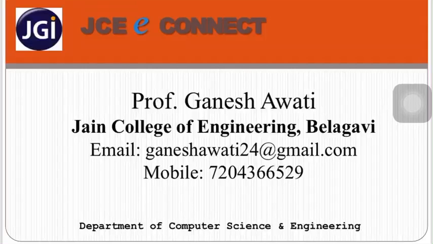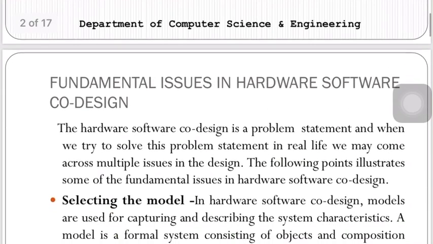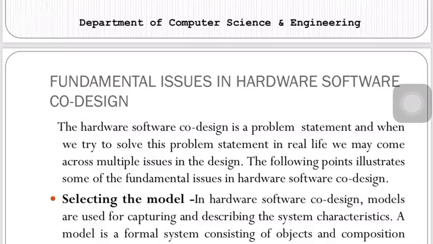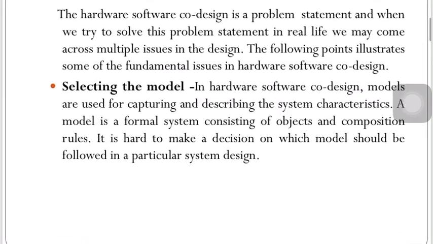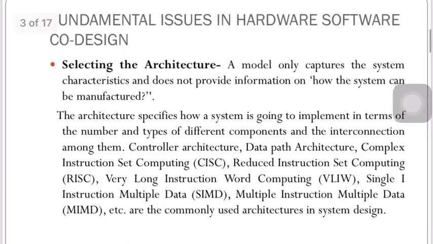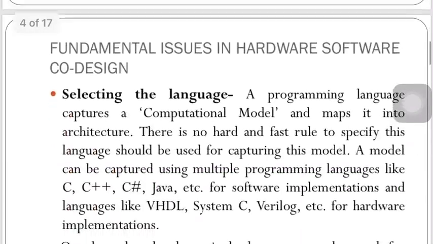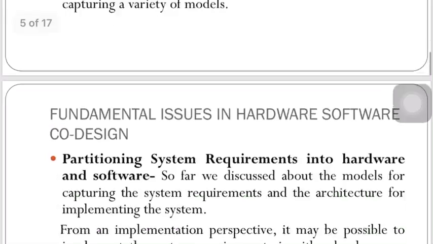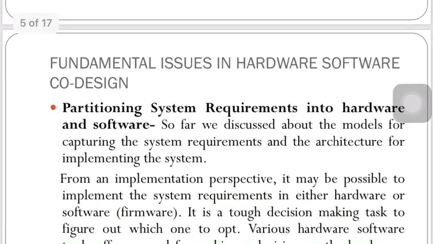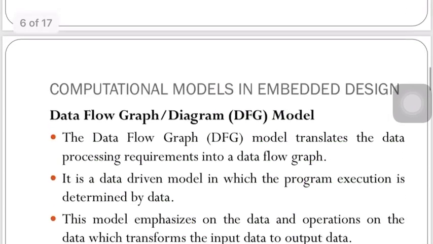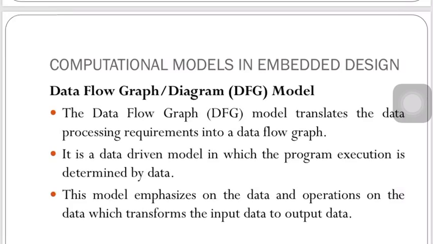So in the last class we discussed fundamental issues in hardware software co-design. In that we discussed selecting the model, selecting the architecture, the issues in selecting the language, and the issues while partitioning the system requirements into hardware and software. Then we discussed some computational models in embedded design.